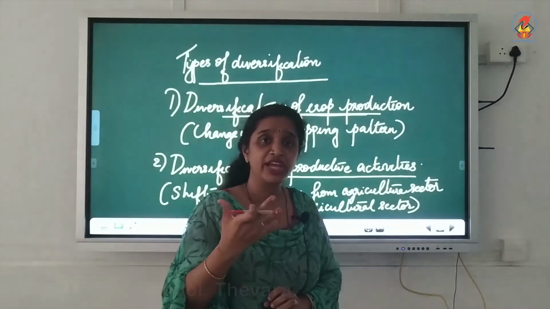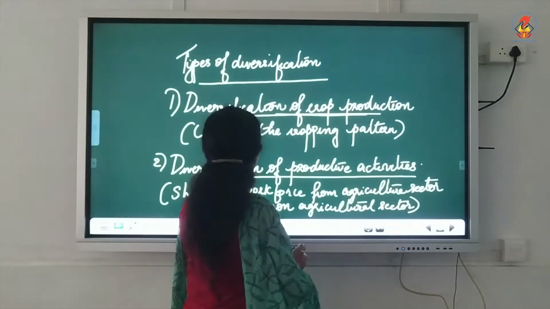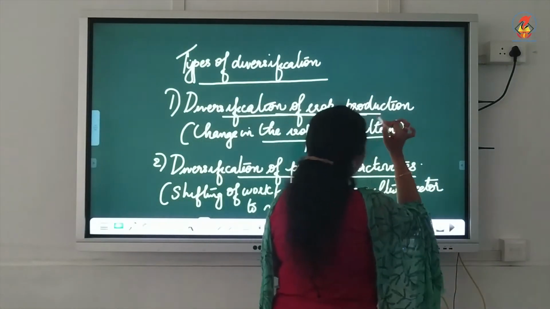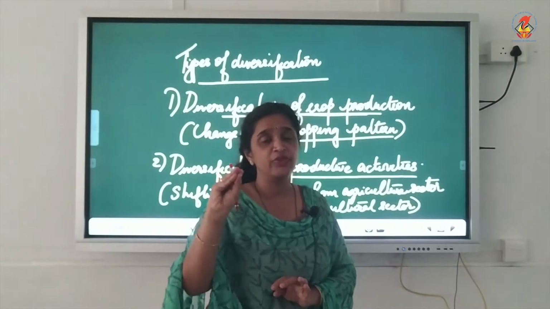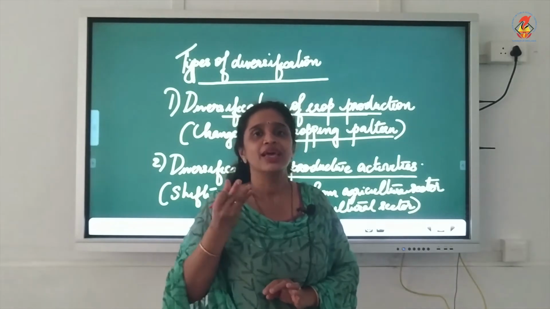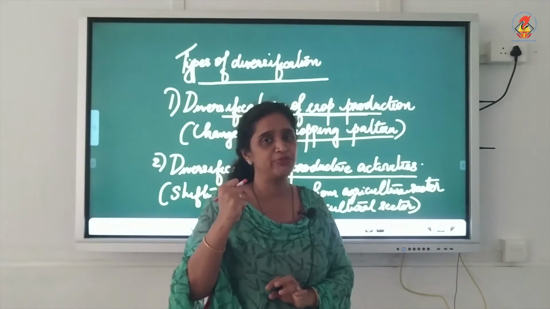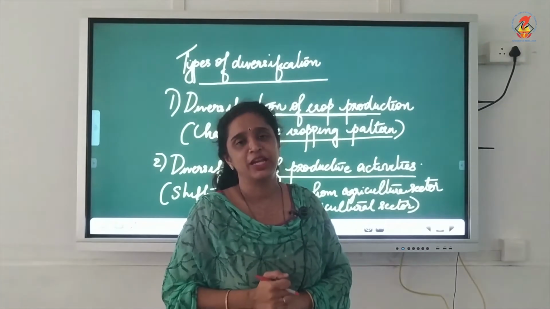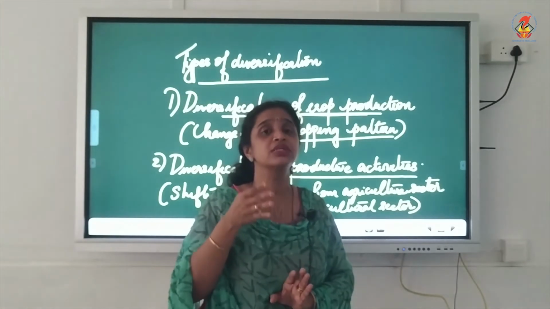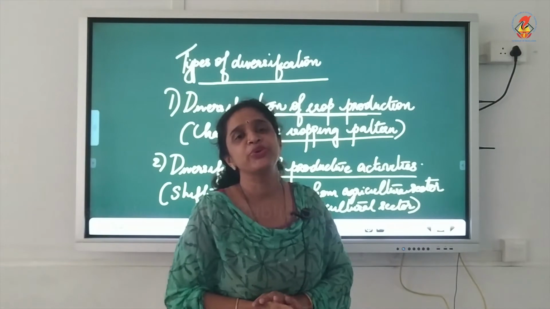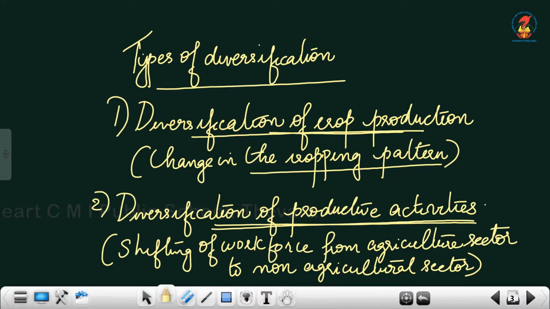Now, diversification can be done in the crop production also. Now, what is meant by that? Change in the cropping pattern. What kind of a change is expected? Farmers, instead of cultivating only a single crop, should be encouraged to cultivate multiple crops. So, it will help them to give a stability in the income. Then the next is diversification of productive activities.